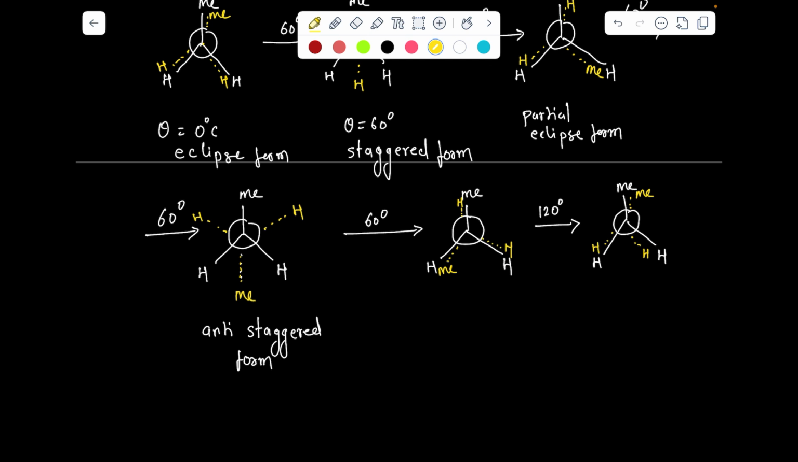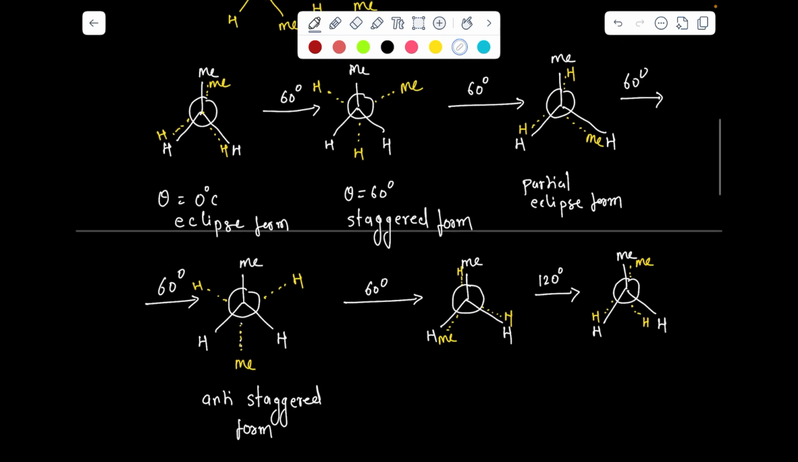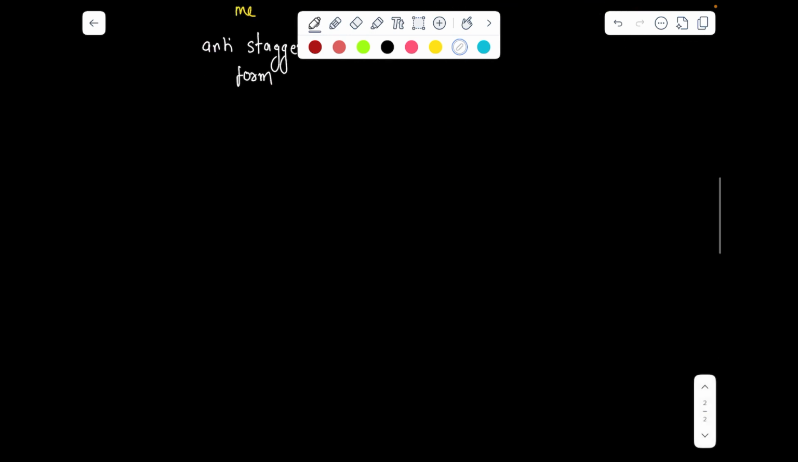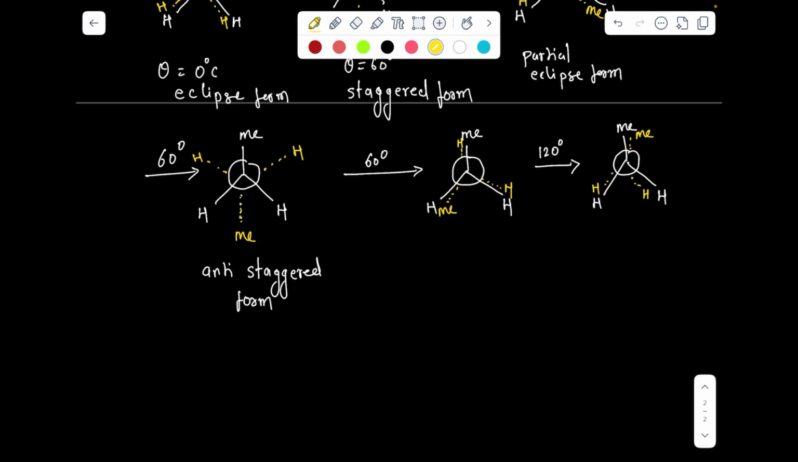So these are the different conformers or rotamers we got. Now the question is, what is the stability order among these? So we have eclipse, staggered, partial eclipse, or anti-staggered. Technically, in anti-staggered you can observe the repulsion is minimum, the groups are quite far away from each other, so steric hindrance is pretty low.